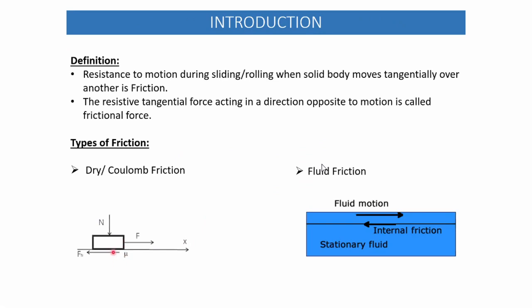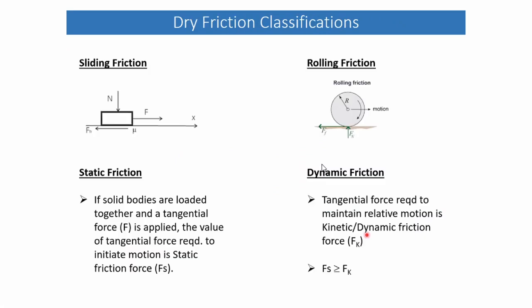If there are two solid surfaces, it's dry friction. If it's friction between two internal layers of a fluid, it's fluid friction. Depending on the mechanical motion, if it's translational motion, it's sliding friction. If there is a rotational motion, it's rolling friction. And depending on the nature of the relative motion, if the objects are in contact and there is no relative motion, it is called static friction. And if there is relative motion, then it is called dynamic friction.